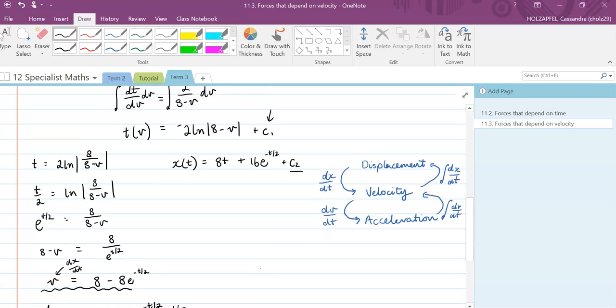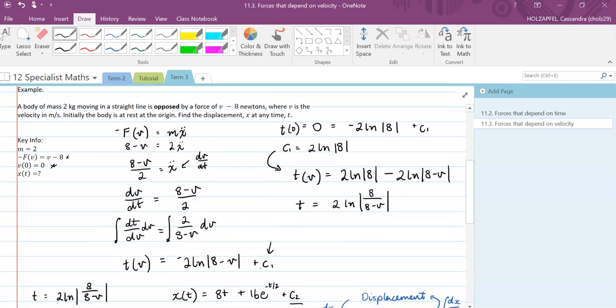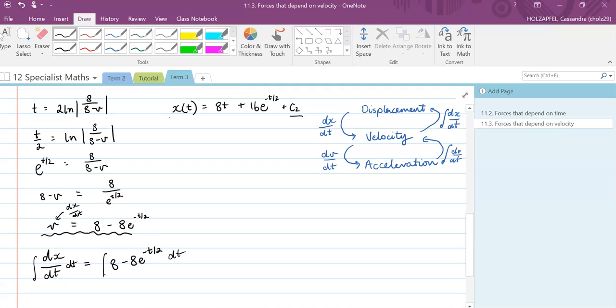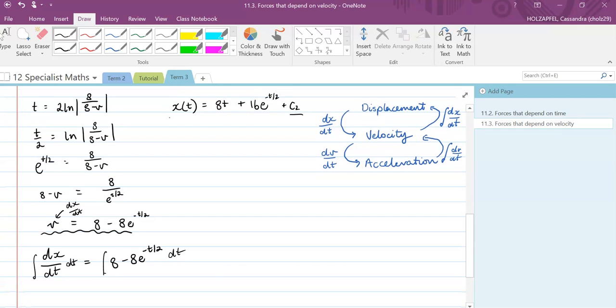Now, if we go back, the question actually states that initially the body is at rest at the origin. So initially it is at the origin, which means that displacement at time t equal to 0 is also going to be 0. So let's substitute those values in and determine our value for C2. So now we can substitute this back into our original expression and complete the question.